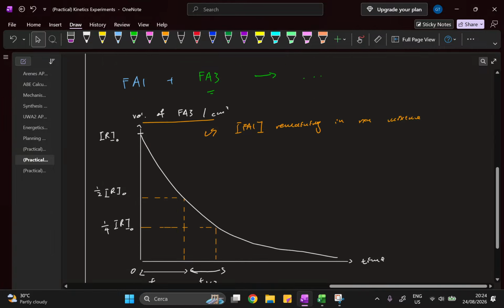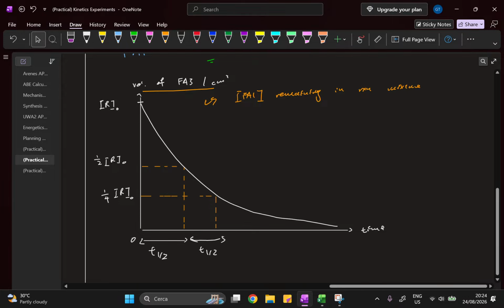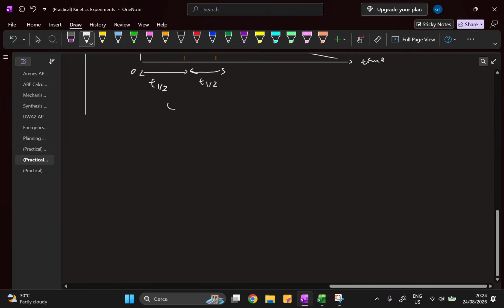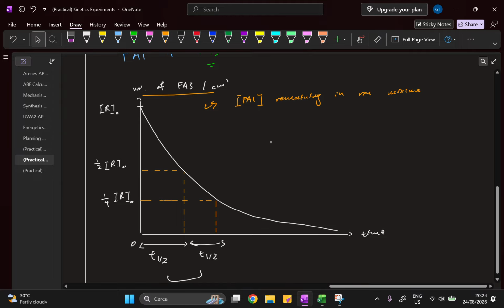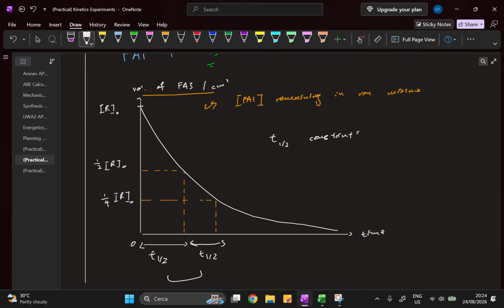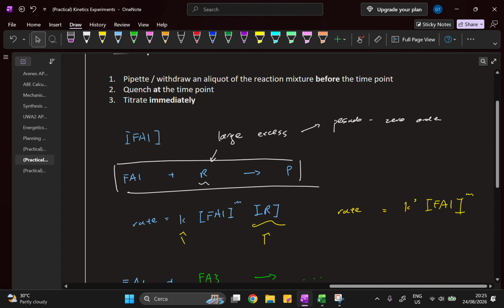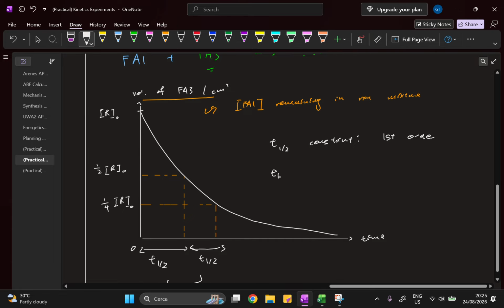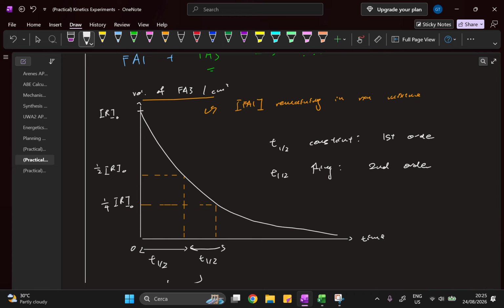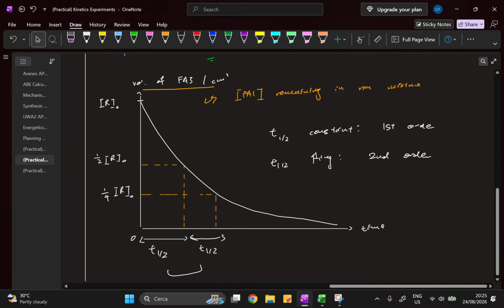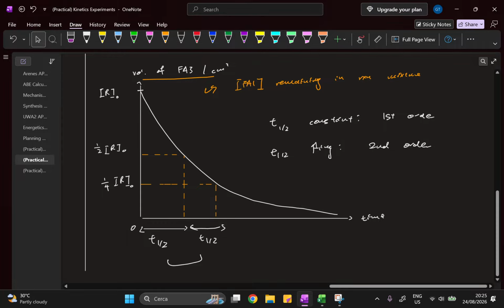The half-lives are constant. If it is second order, these two half-lives will be increasing. Okay, that's basically the idea. So we assume that these two half-lives are constant. Once again, half-life is constant. It means the reaction is first order with respect to the concentration of Fa1. If t half is increasing, it means the reaction is second order with respect to the concentration of Fa1. Clear? Or rather, the rate of reaction is second order with respect to the concentration of Fa1.